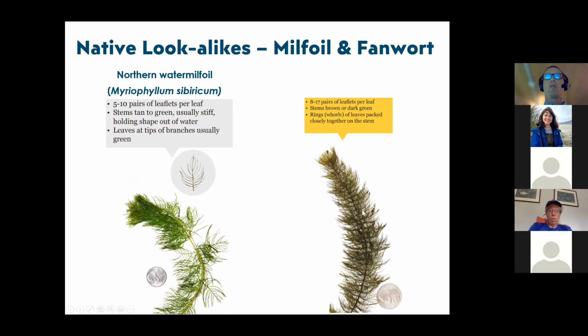The whorled milfoil has 8 to 17 pairs of leaflets, a very dark brown or dark green, and the whorls are very, very close together. So that's one of the key features for it. So with milfoils, it's important to pay close attention because we do have native milfoils. Oh, there it is, whorled milfoil and northern milfoil in our Myriophyllum genus.